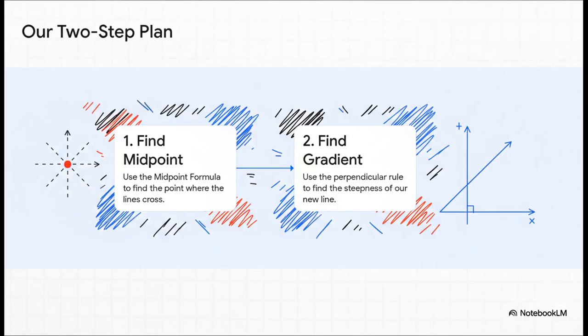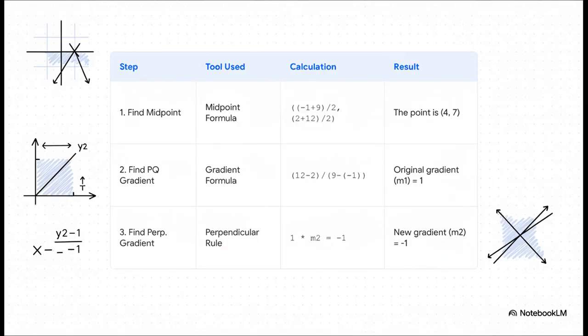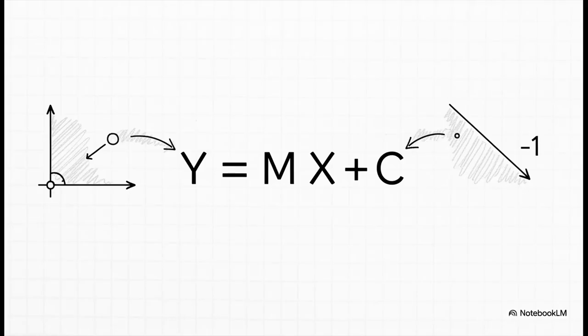Now remember, to define any line, you really only need 2 things: a point it passes through and its gradient. And our toolkit gives us the exact methods we need to find both of those key ingredients for our perpendicular bisector. Okay, this is where our toolkit really gets to shine. First up, we use the midpoint formula to get our point. Bam, it's 4, 7. Second, the gradient formula tells us the original line's gradient is a nice, clean 1. And finally, our perpendicular rule kicks in, telling us the new line's gradient must be -1 because, well, 1 times -1 equals -1. We've got everything we need now.